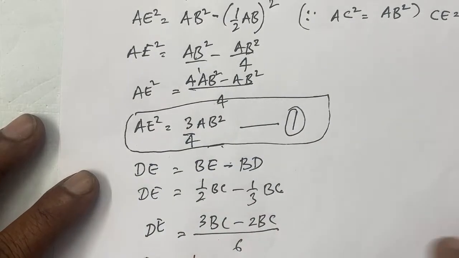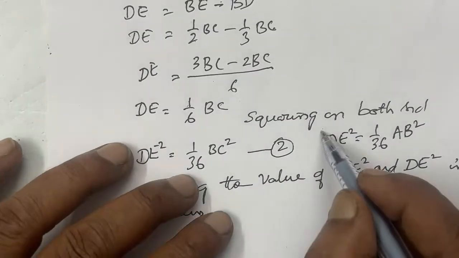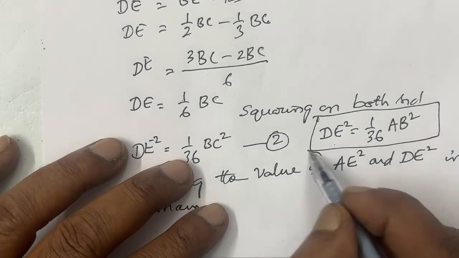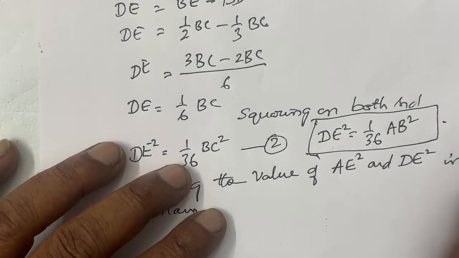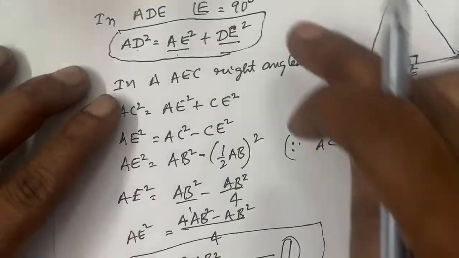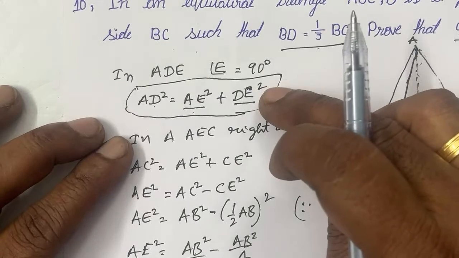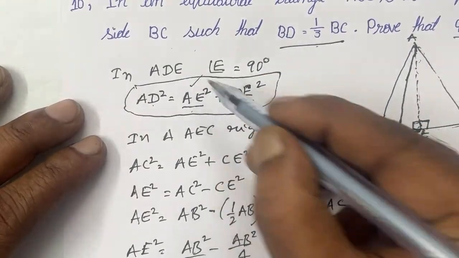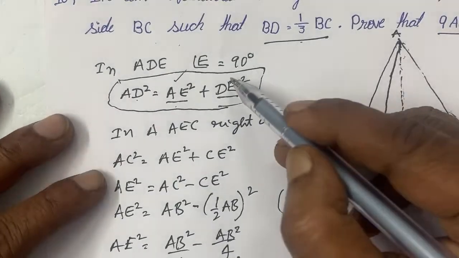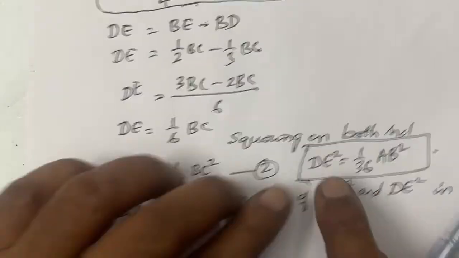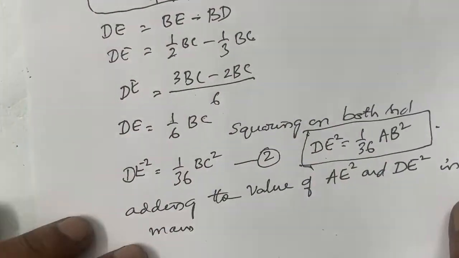The AE square value and here the DE square value, these two values I am adding in the main equation. This is the main equation. This main equation wants AE square value and DE square value. I got AE square value here, I got DE square value here. Now I am adding both.